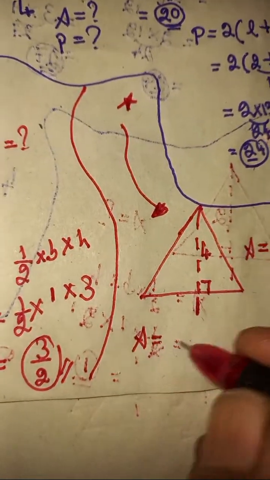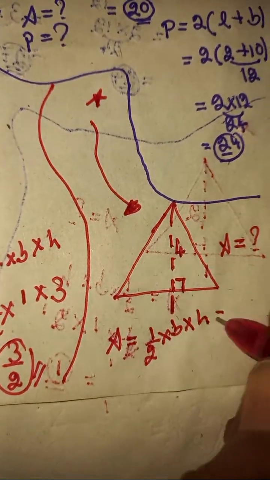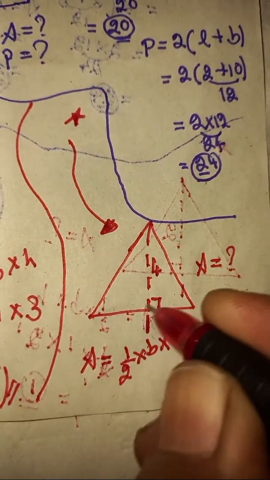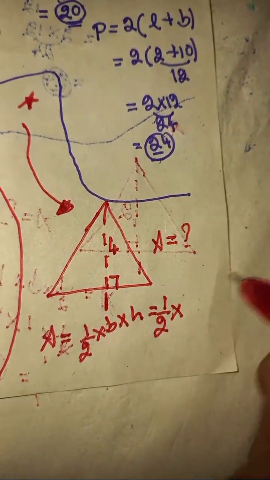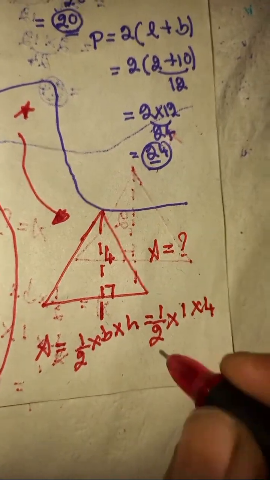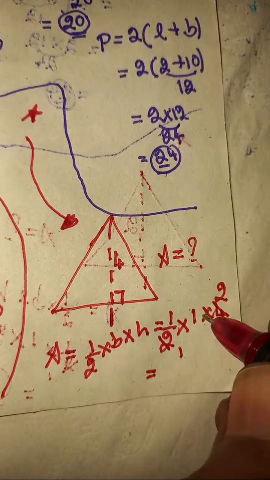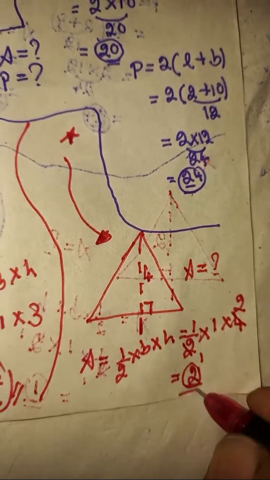Here also area is half times base times perpendicular height, which is half times, this is base, which is 1 unit, and this is perpendicular height, which is 4 units. 1 times 4, divide to 1 times 2, 2 times 2 is 4. 1 times 1 is 1, 1 times 2 is 2, 2 square units.